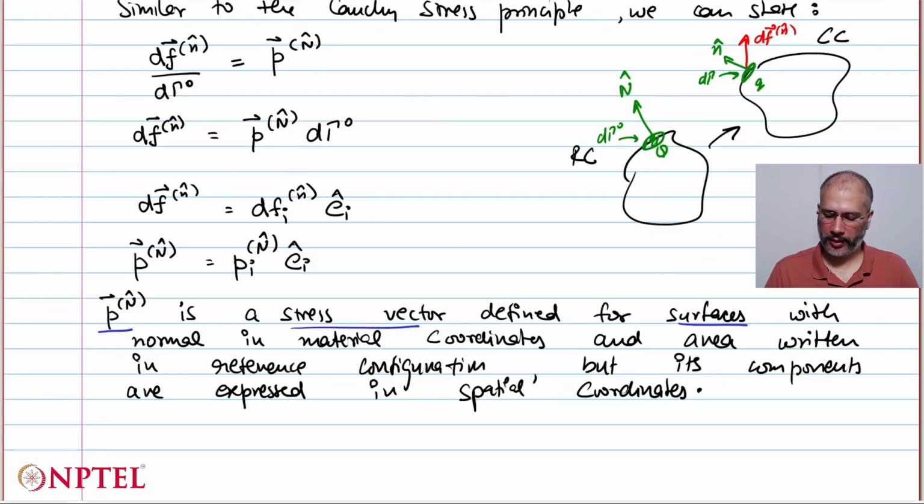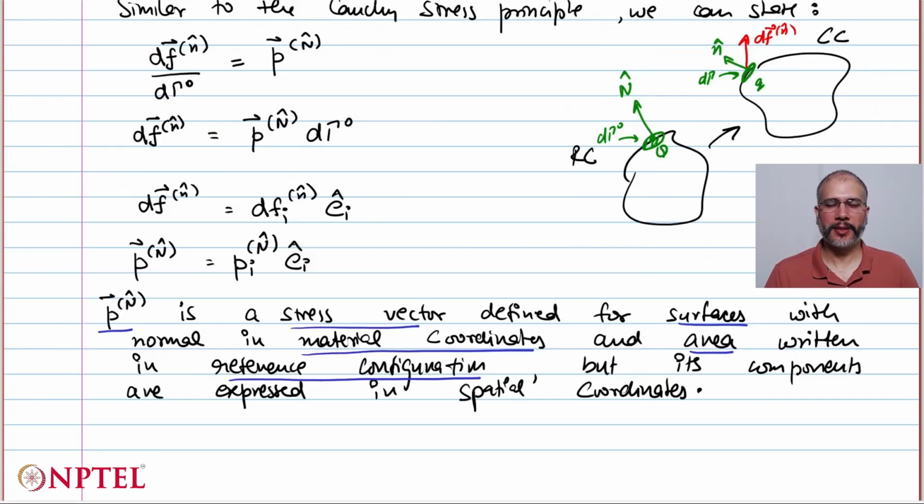capital N hat in this case, expressed in the material coordinates, and area, that is d gamma naught, which is written in the reference configuration. So now we're tracking points and areas in the reference configuration. So the area is written as d gamma naught and the normal to the area is written as capital N hat.